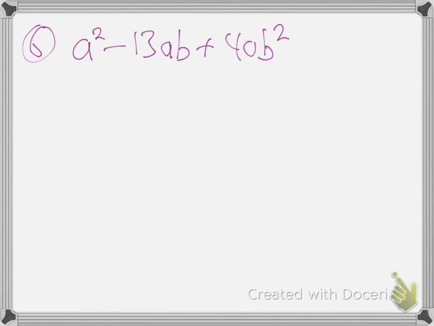Now what are we going to do? It's all about how many terms are we looking at. How many terms are up there? Three terms, right? It's, you know, one, two, three. Terms are separated by plus and minuses. Three terms? What's the only thing we ever do for three terms? Bow tie. So bow tie.